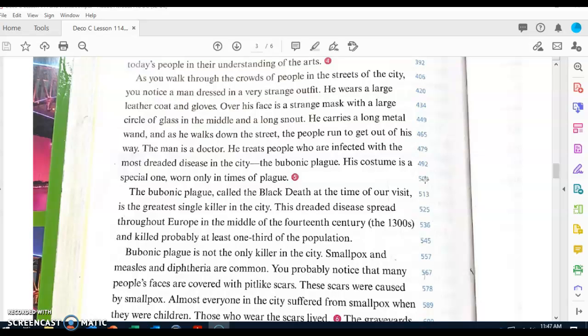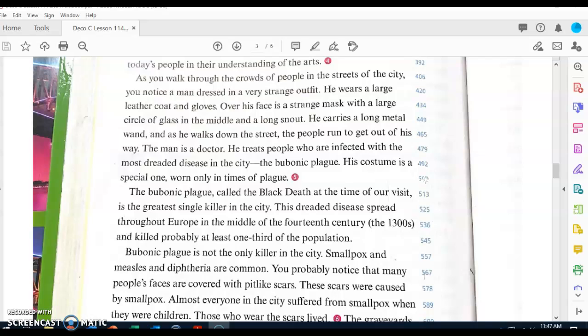Listen to question number 5. How did doctors dress in a time of plague? Doctors wore large leather coats and gloves and a strange mask during the times of a plague. Let's go ahead and continue reading.